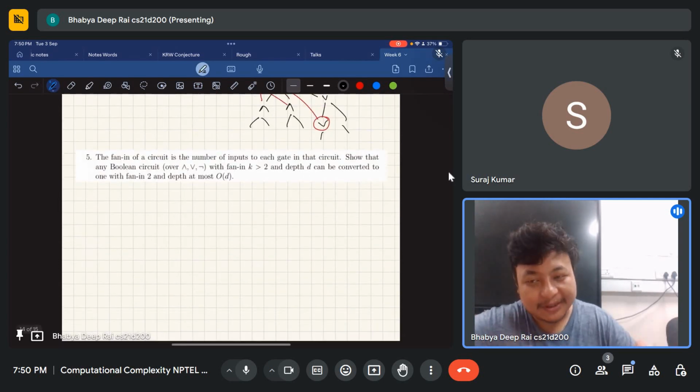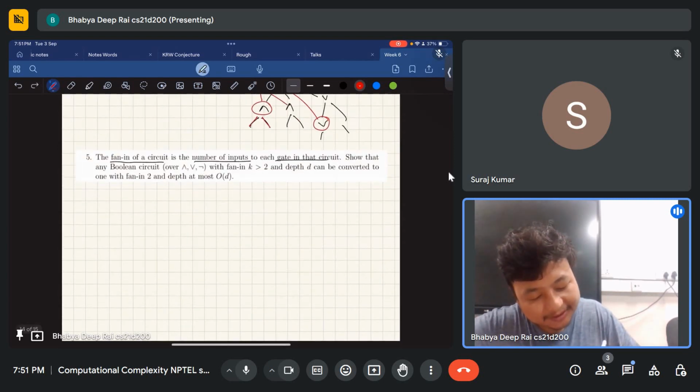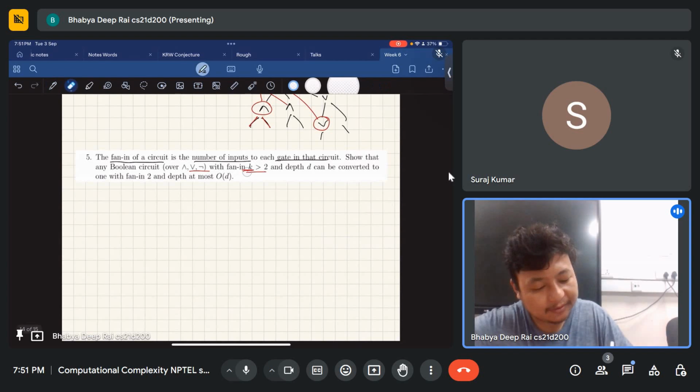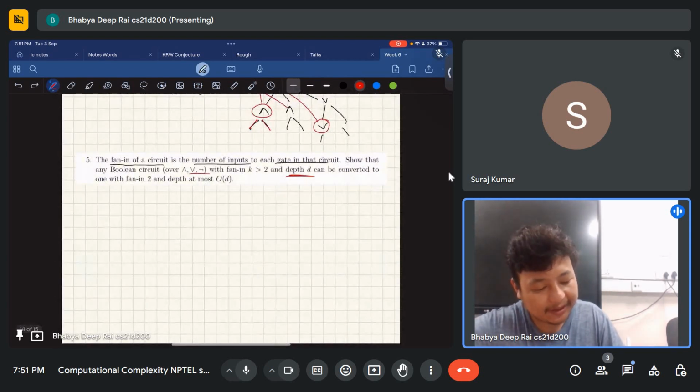But here is a simple question. The fan-in of a circuit is the number of inputs to each gate in the circuit. For example, this gate has fan-in 2, this gate has fan-in 3. Show that any Boolean circuit over AND, OR, NOT with fan-in k, which is greater than 2, and of depth d, can be converted to one with fan-in 2 and depth at most order of d. What is the depth? Depth is the longest root to leaf path in the circuit, from the output gate to the inputs.